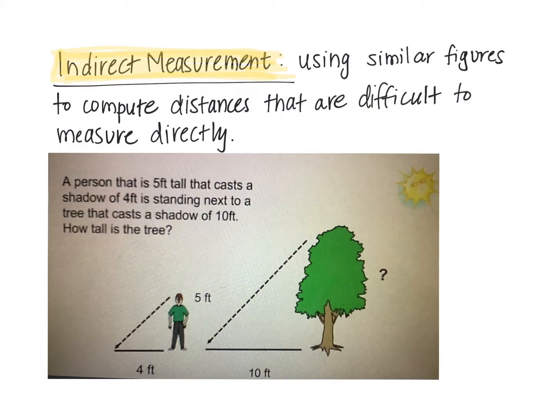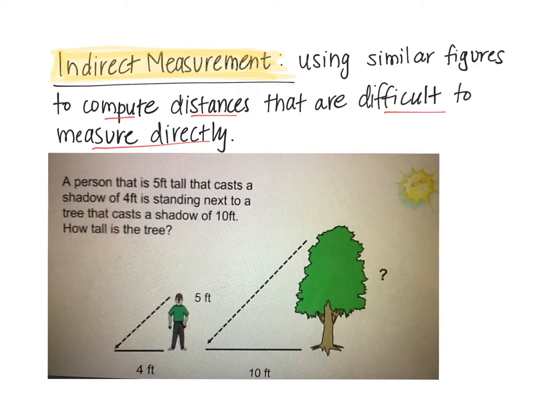All right, so indirect measurement is using similar figures to compute distances that are difficult to measure directly. You may want to sketch this picture out that I have drawn here as well. I have a 5-foot tall person standing right here. They cast a shadow. Shadows are always along the ground, of 4 feet long. A nearby tree, which I have no idea how tall this tree is, but its shadow on the ground right here is 10 feet long. I want to know, using indirect measurement, could I figure out how tall the tree is without actually measuring it?